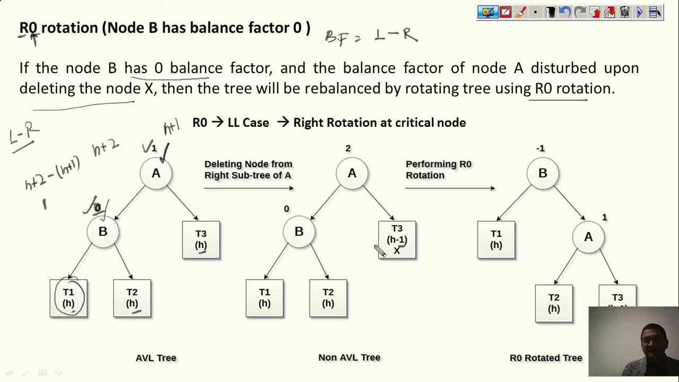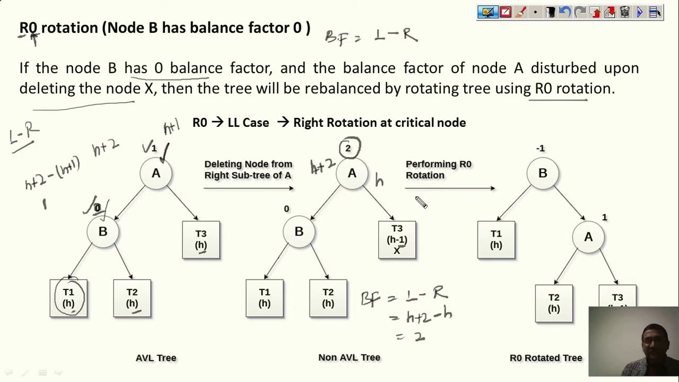Now because this becomes h minus 1, what is the impact of this? Let us find the impact on the balancing factor after the deletion. We have to do left minus right. The left side has height h plus 2, and this side has h minus 1 plus 1, which is h. So h plus 2 minus h is 2. Because this is 2, the tree is not balanced now, and we need to do some rotations. So what is required? Performing the R0 rotation.